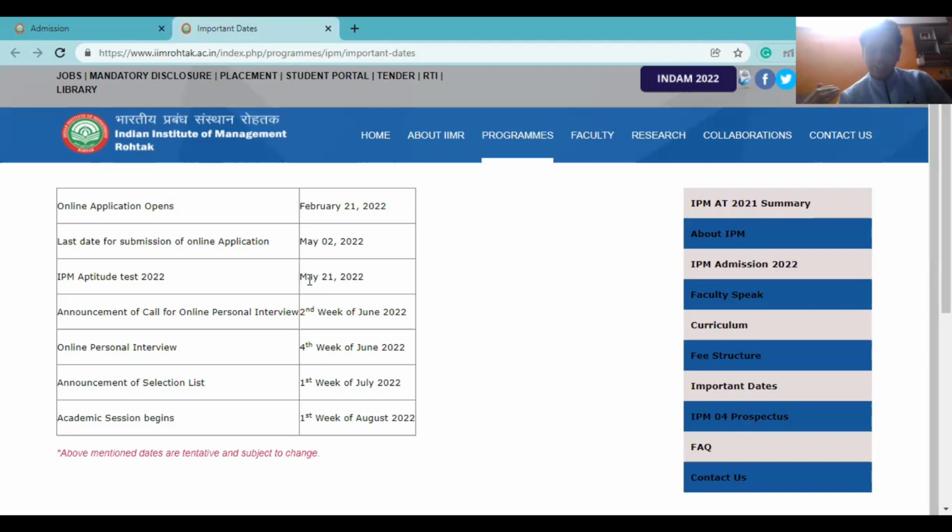Then if you're shortlisted, your interviews will be taken in the 4th week of June, and the shortlisted candidates who have been offered entry into the IPM 22 batch would receive their mails and confirmations in the 1st week of July 2022, and their academic session would begin in the 1st week of August 2022.